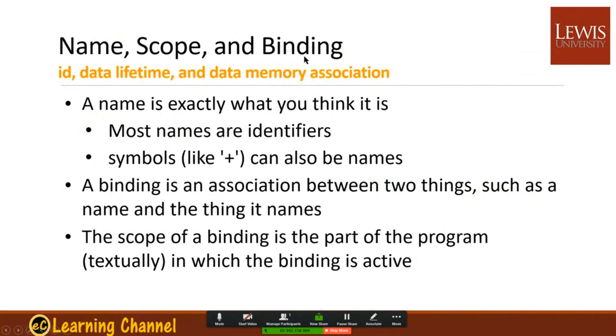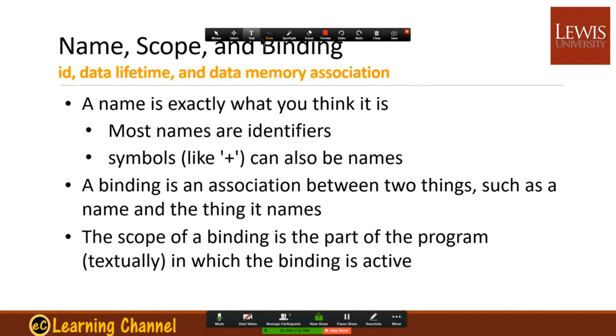Name, scope, and bindings. A name is exactly what you think it is. Most names are identifiers, but symbols like plus can also be names. A binding is an association between two things, such as a name and a thing it names. The scope of a binding is the part of the program textually in which the binding is active.